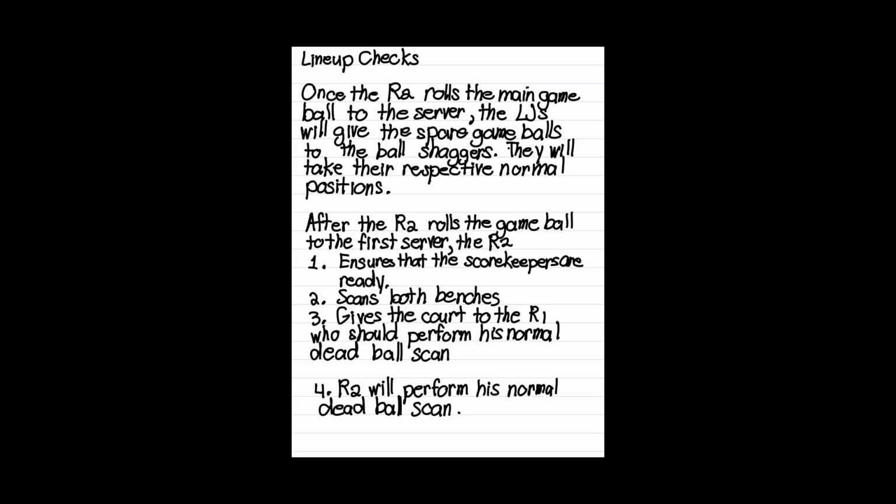We have just finished discussing the second referee rolling the main game ball to the server and the line judges giving their spare game balls to the ball shakers and taking their normal positions. After the second referee rolls the game ball to the first server, the second referee ensures that both scorekeepers are ready, scans both benches as they would in all dead ball scans, and gives the court to the first referee, who should also perform his or her normal dead ball scan, and R2 will perform his or her normal dead ball scan prior to the first serve of the match or set.